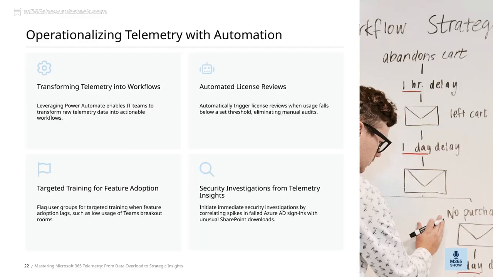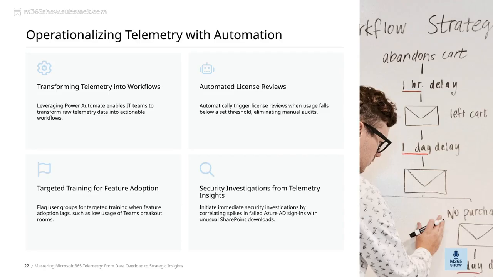Now, let's talk about how we can operationalize telemetry with automation to make our security and user engagement more proactive and efficient. First, by analyzing telemetry data, we can initiate immediate security investigations. For example, if we notice spikes in failed Azure AD sign-ins that coincide with unusual SharePoint downloads, we can quickly respond to potential threats.